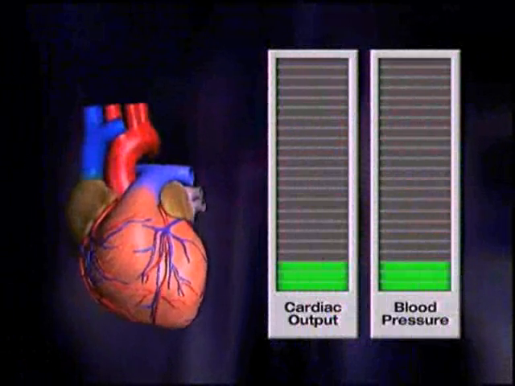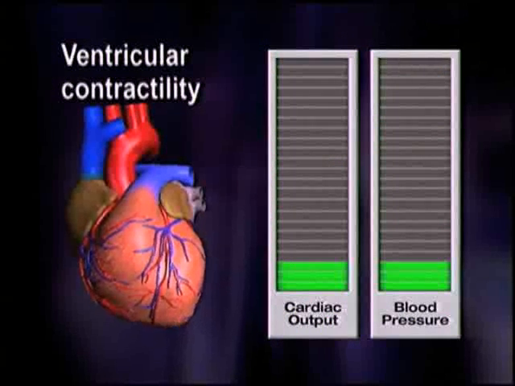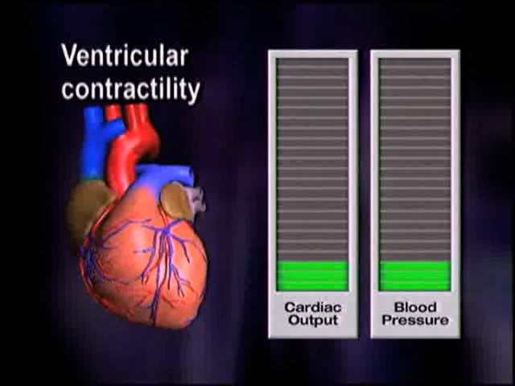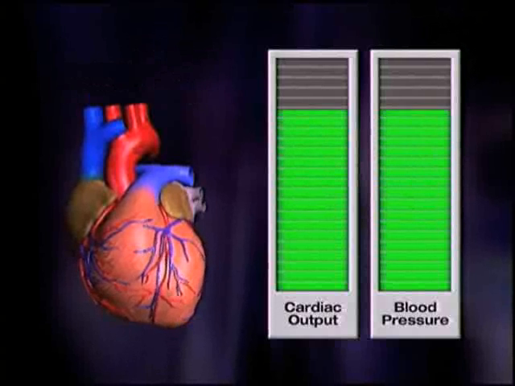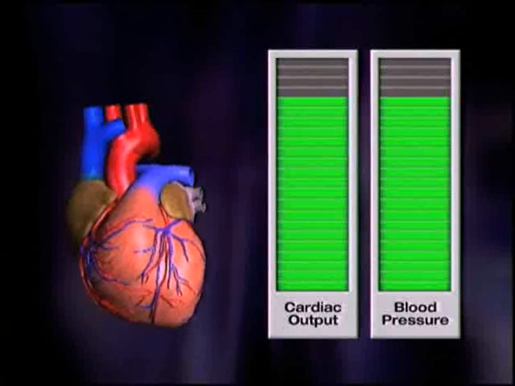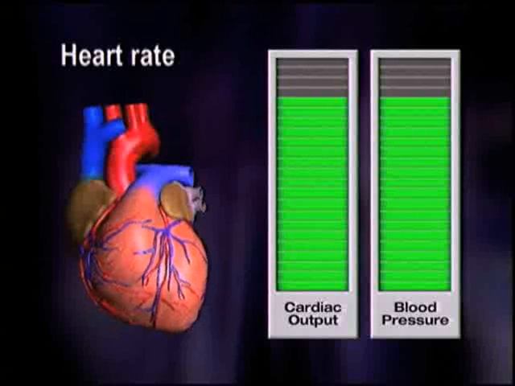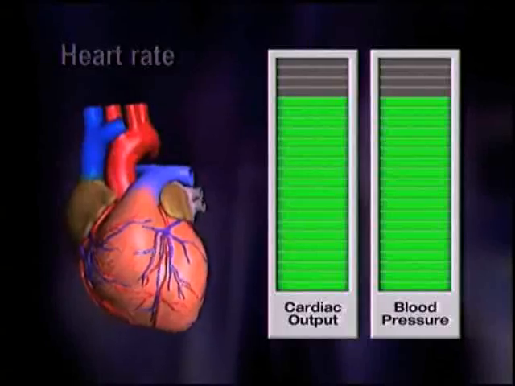Catecholamine release also affects ventricular contractility. By stimulating beta-1 receptors, catecholamines increase contractility, which raises cardiac output and blood pressure. This stimulation also increases the heart rate, which boosts the cardiac output and blood pressure in yet another way.